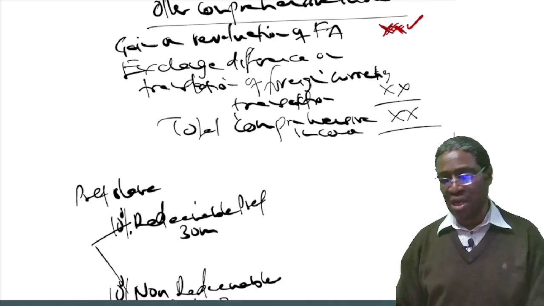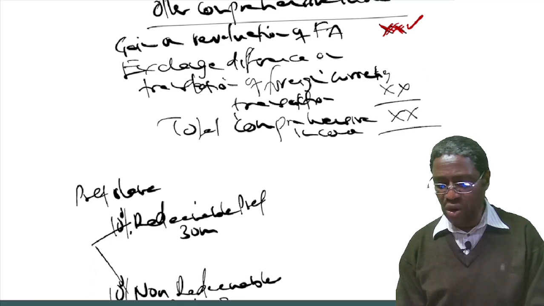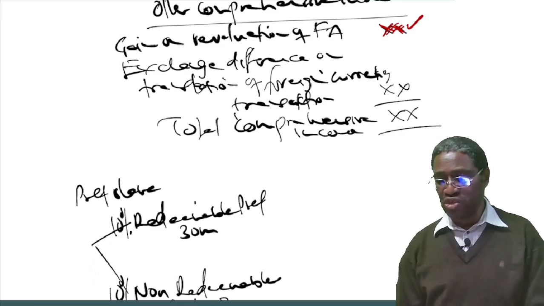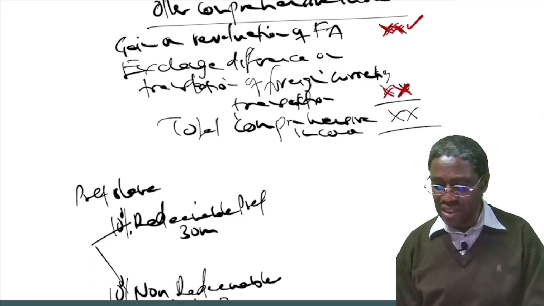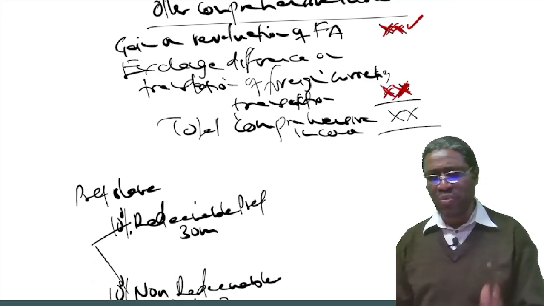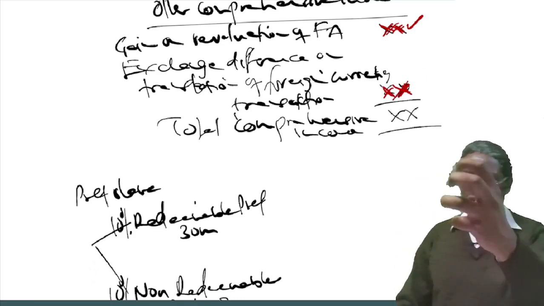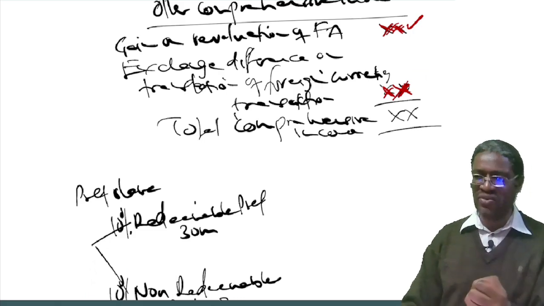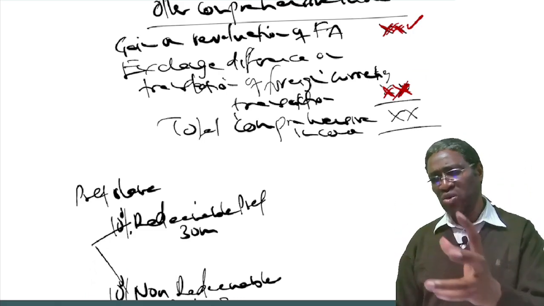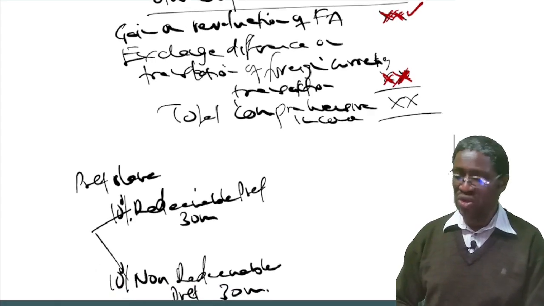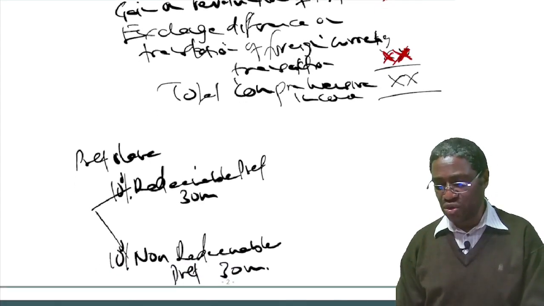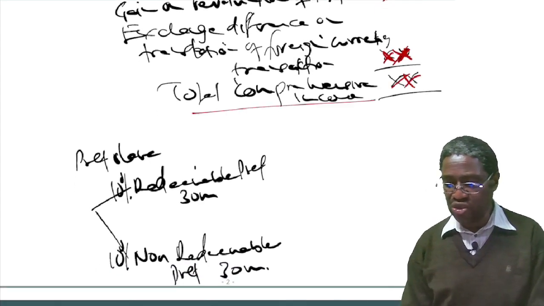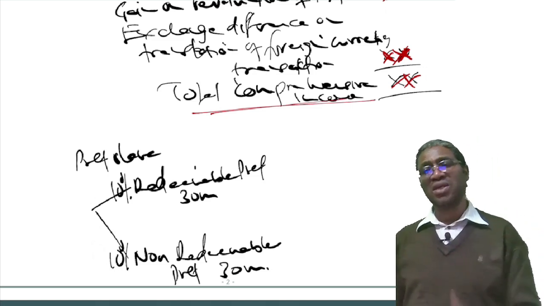We gave another example, gain or what we are calling exchange difference on translation of foreign currency transactions. I don't have to repeat that. Then once you have shown your other comprehensive incomes, whichever they are, we only gave a few examples here, we only gave those two, then you get the total, and that's what we are calling total comprehensive incomes.